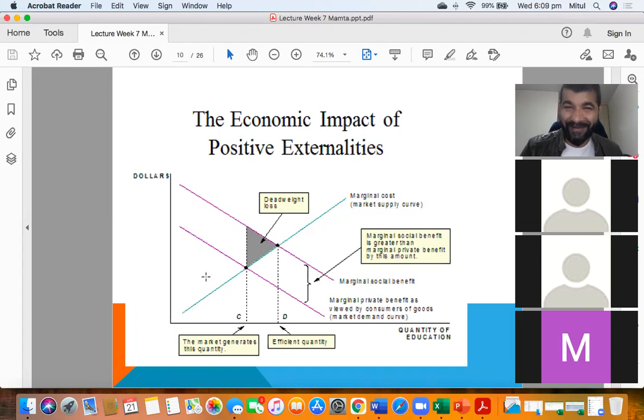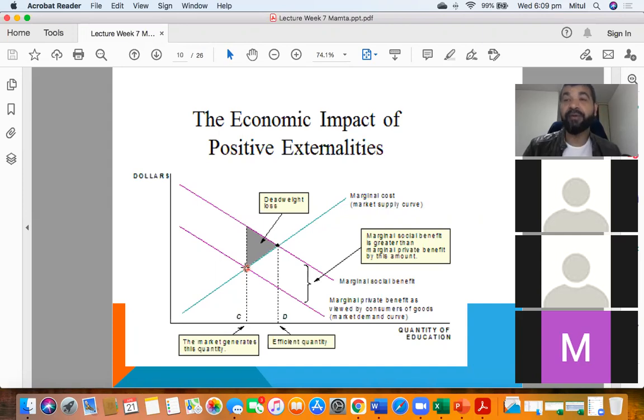So what they're saying here is this, look. The market generates this quantity. And this is the positive side, so of course you're going to increase the demand. The demand curve shifts to the right. So the market equilibrium point is here. This one is the equilibrium point. This is positive externality, a positive thing.